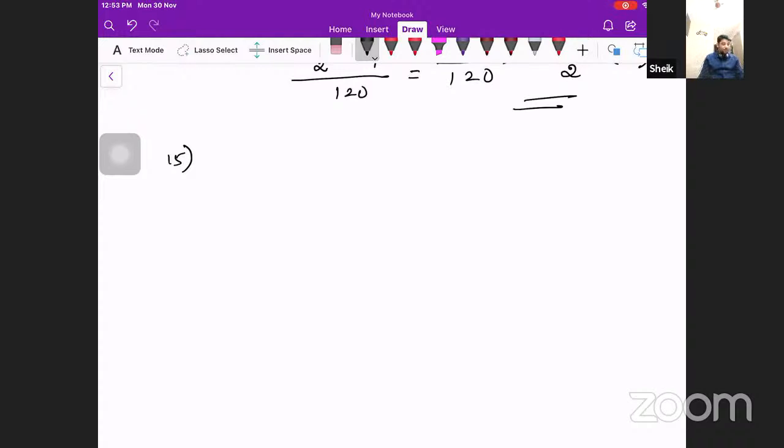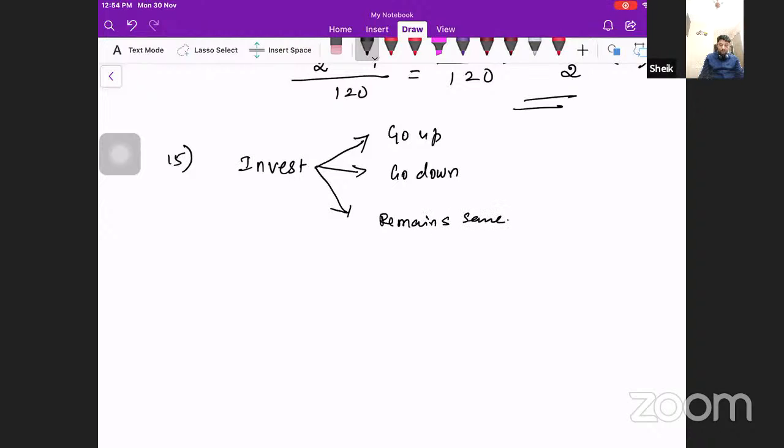If you're talking about the investment consultant who predicts the odds against the price, so here whatever we are investing, there are three cases, my dear. There are three possibilities. One is it can go up, can go down, or remain same. These are the three possibilities, and all the three possibilities are mutually exclusive and also exhaustive.